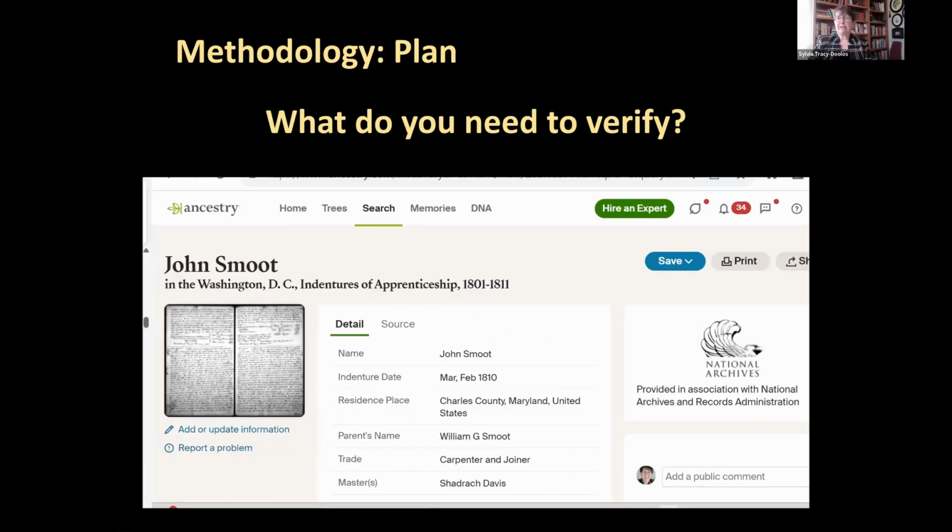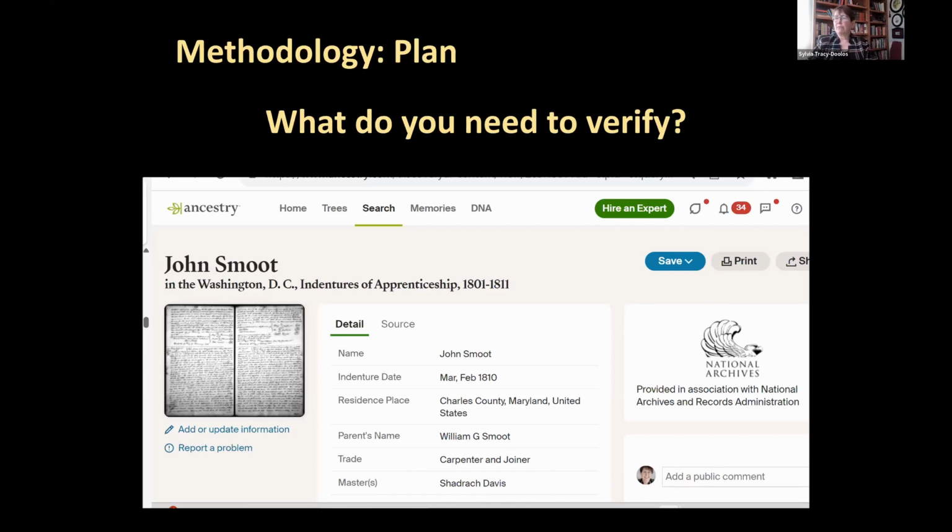Other things you might need to verify. Did they arrive here with an indenture? Many, many people had to have assistance of that kind when they came over. If you weren't able to save enough money for you or for you and your family to come over, you could get an indenture, which basically means you traveled and then you paid somebody back through your labor once you got here.